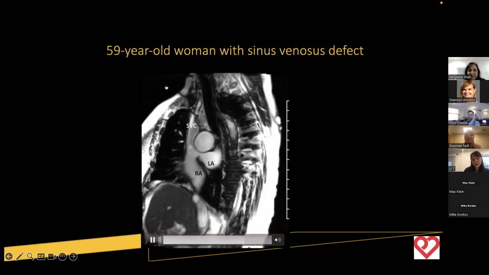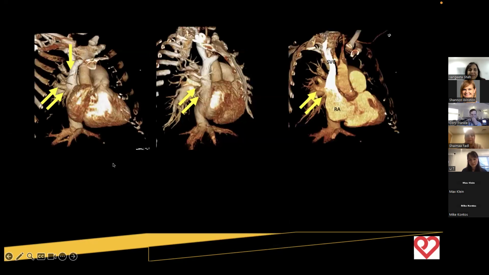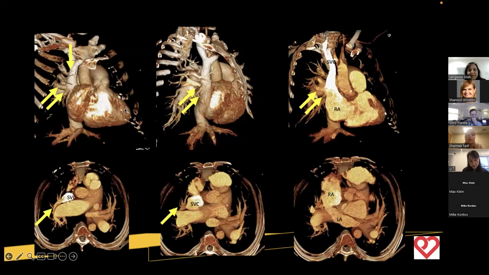This is my second case, with a different management. This is a 59-year-old female with sinus venosus defect. You see here the SVC overriding the left and right atrium, and this is the defect of the lower posterior SVC. These are 3D volume rendered images from a CT angio of the same patient, and there was multiple anomalous pulmonary venous drainage toward the SVC, at least 2 lower and one at a higher level. And this is the interatrial communication.